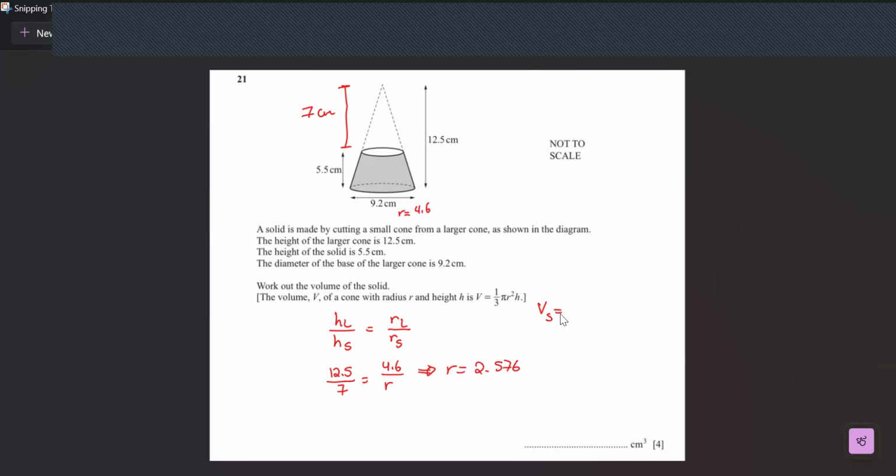Yes, okay, so the volume of the small cone is 1 over 3 pi, and this 2.576 to the power 2, multiplied by the height of the smaller cone, which is 7. Okay, can we calculate this, please? Power 2 times 7 times pi divided by 3. I will get 48.64. Now, what should I do next?